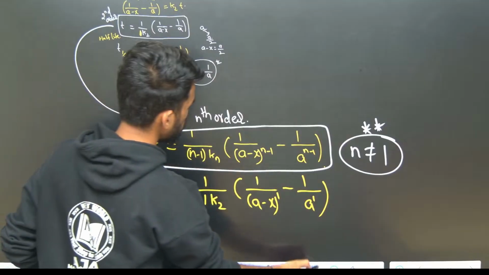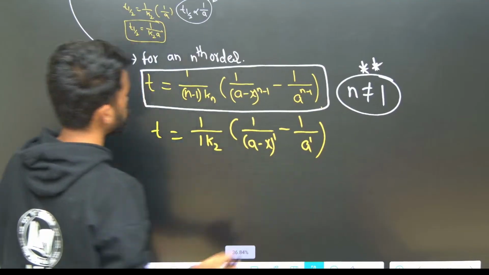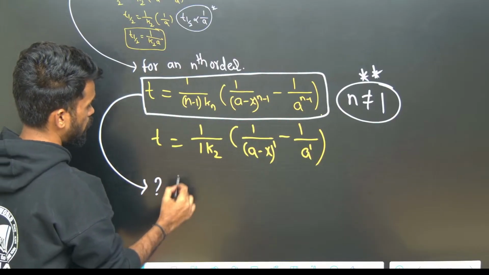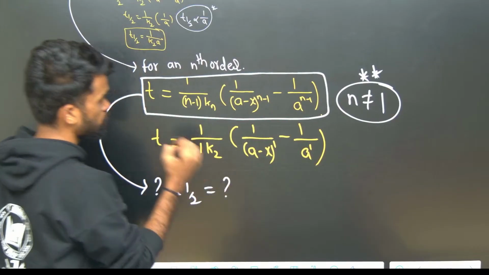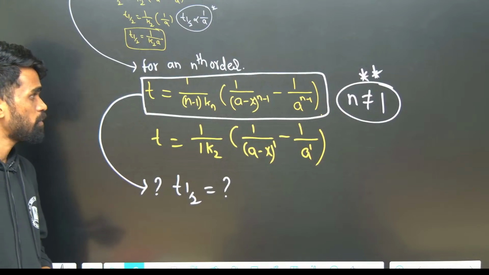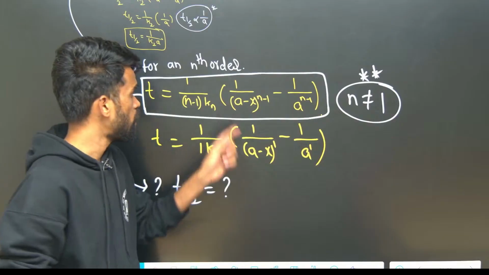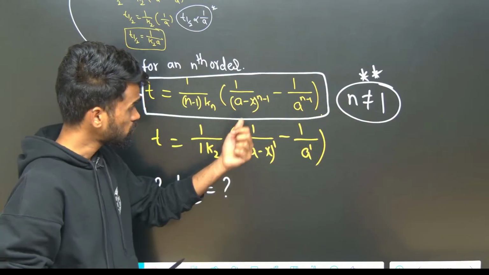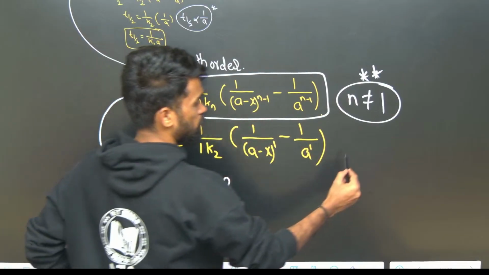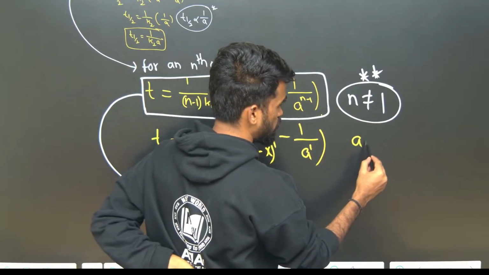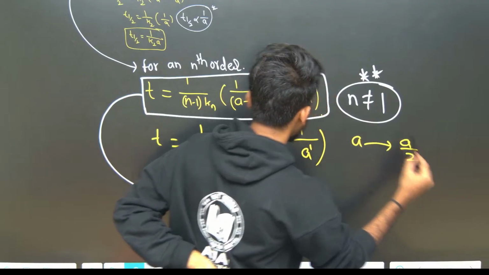Okay, so now from this, if I ask you to do for t half, can you do this? Yes, you can. Why? Because just a minus x you have to take as a by 2, because for t half means the time required to convert the concentration of reactant from a to a by 2. That's it. So put that value.